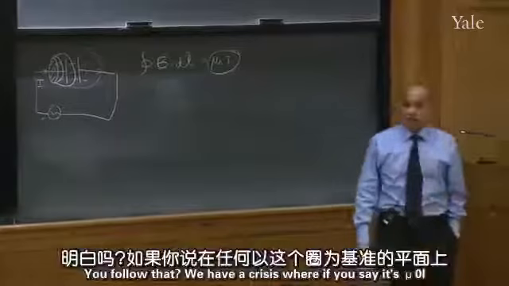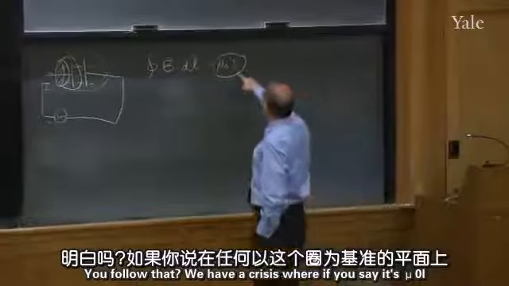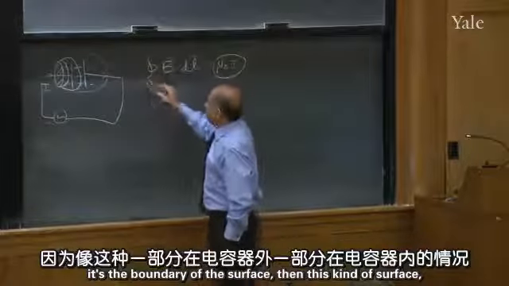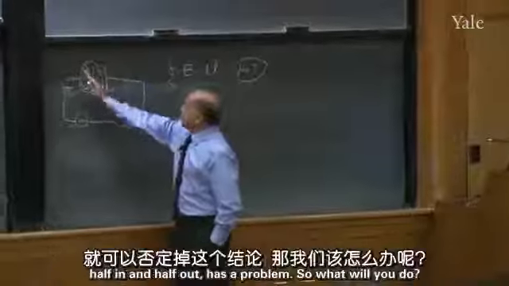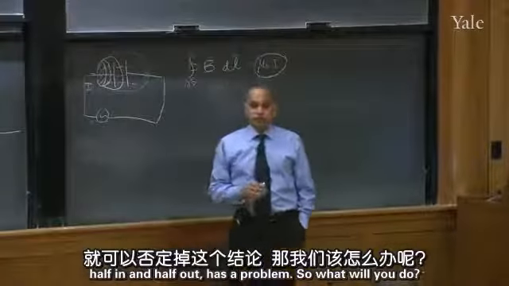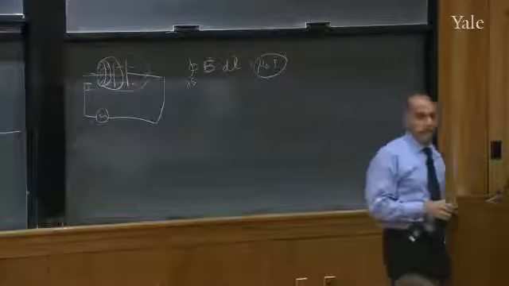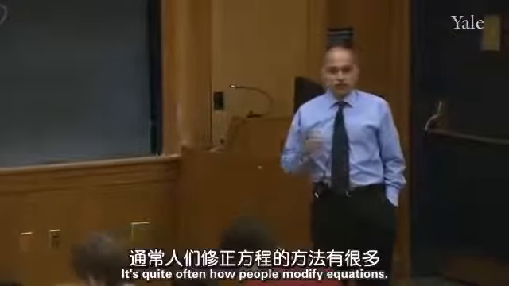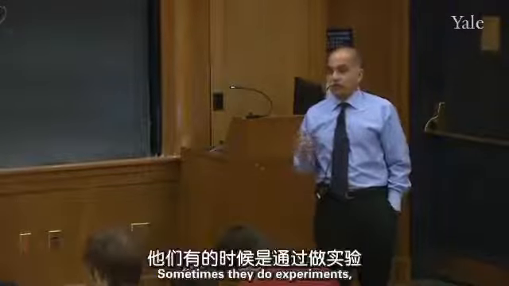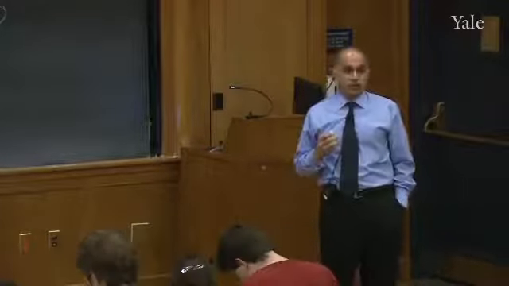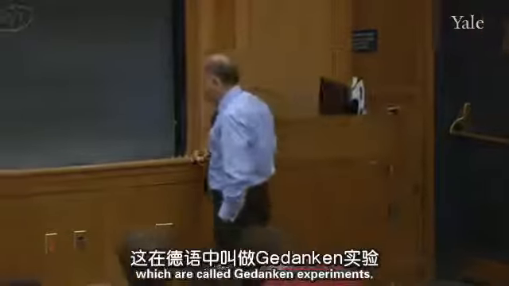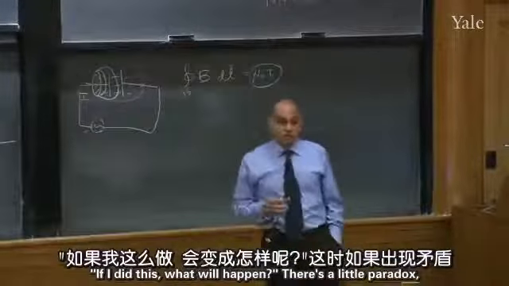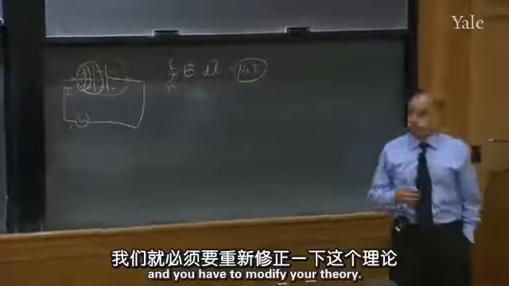You follow that? We have a crisis where if you say it's mu 0 I, on any surface with this loop as a boundary, then this kind of surface, half in and half out, has a problem. So what will you do? You realize you have to modify your equations. It's quite often how people modify equations. Sometimes they do experiments, sometimes they do thought experiments. Einstein loved doing these thought experiments, which are called Gedanken experiments. You don't really do the experiment, but you say, if I did this, what will happen? That's a little paradox. And you have to modify your theory.